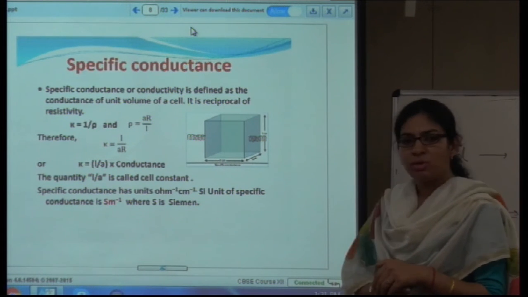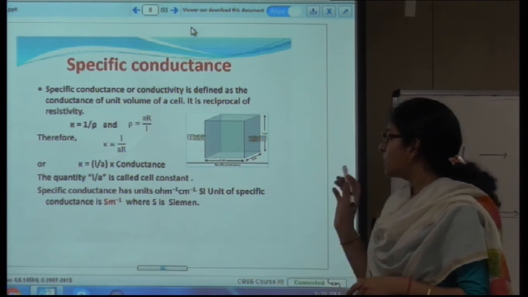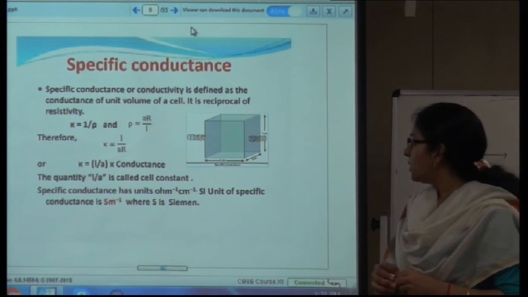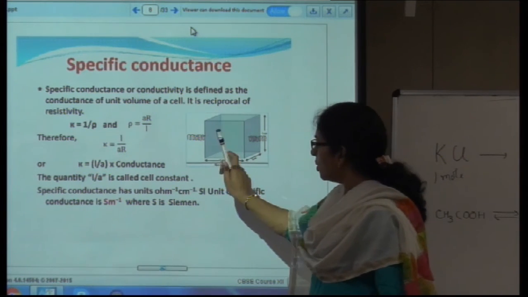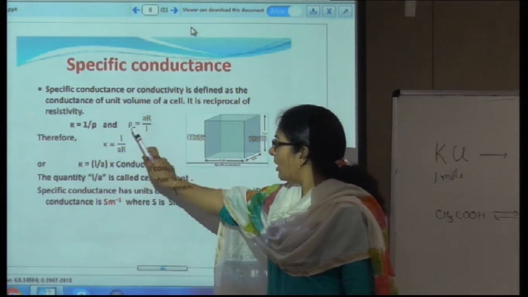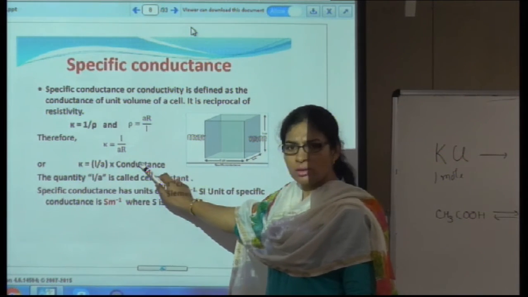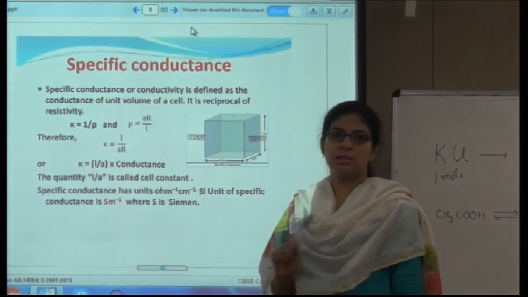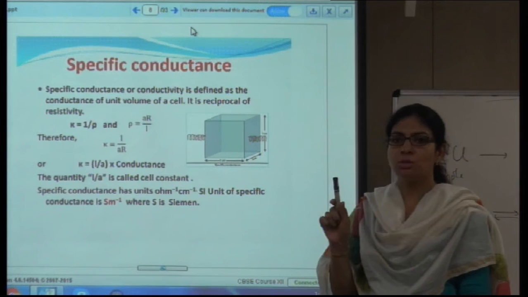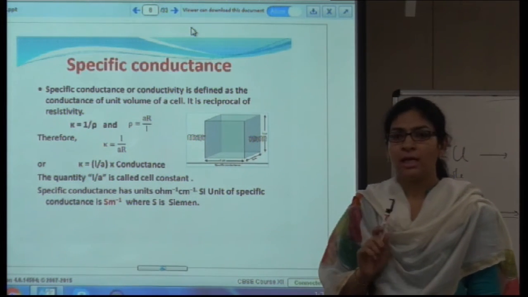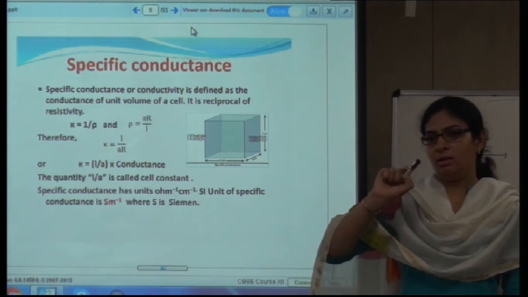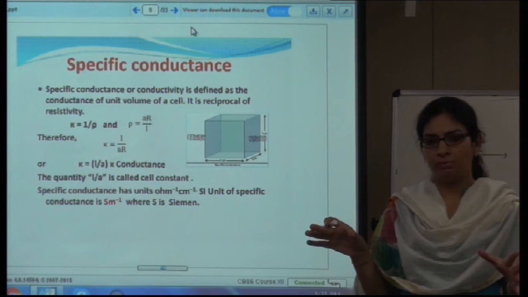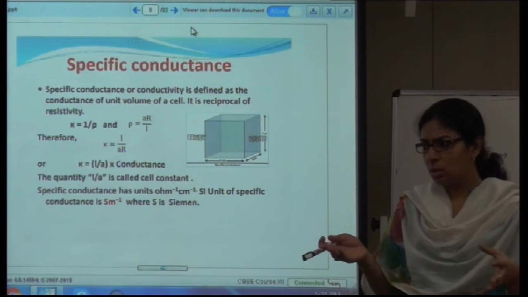So conductivity is represented by kappa. This is 1 by rho, and rho you already know is R A by L. So from this expression, L by A and 1 by R, you can say that it is C, the conductance. So kappa, that is your specific conductance, is equal to L by A into conductance. Therefore, this L by A is a quantity that entirely depends upon the dimensions of the conductor, whatever conductor you have.